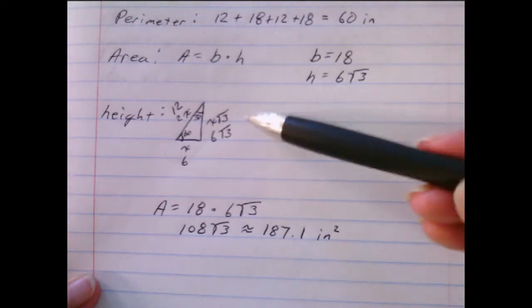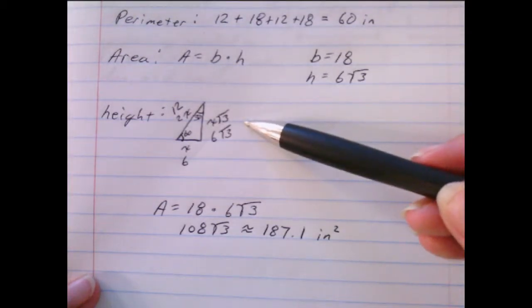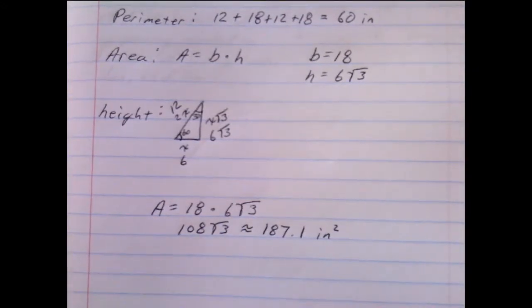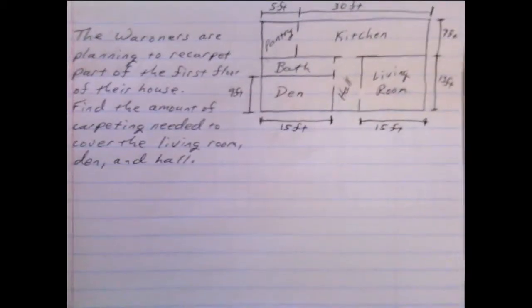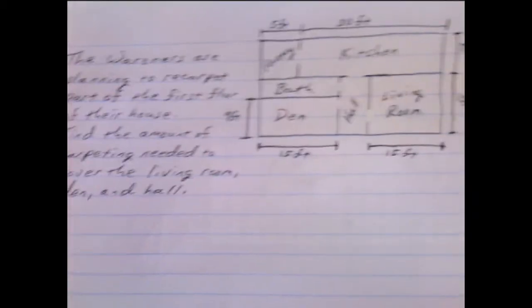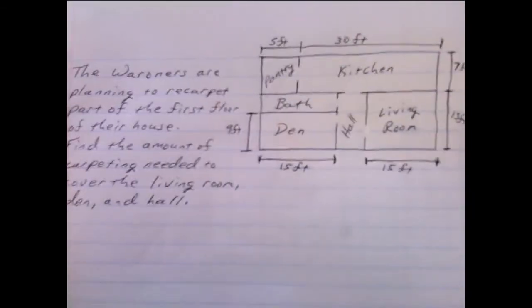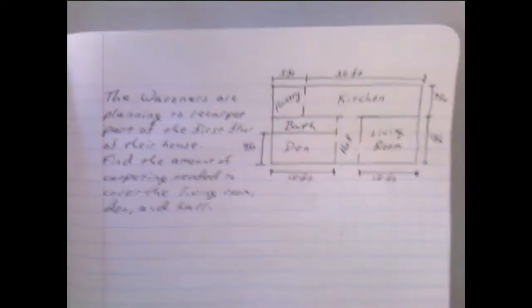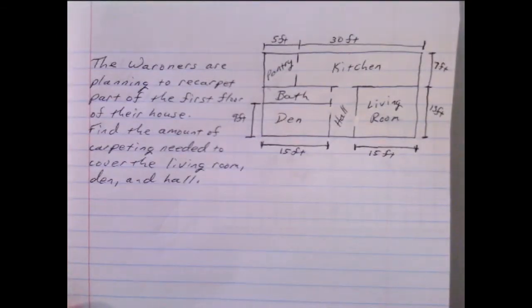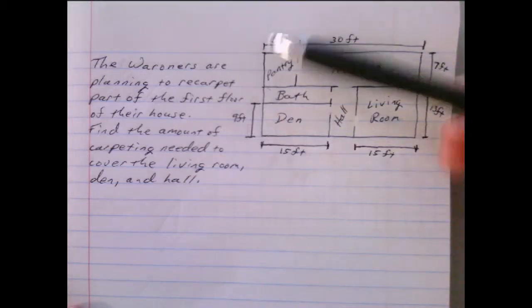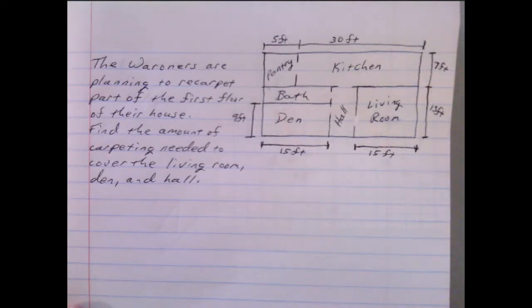Okay, so pulling in some of our 30, 60, 90 stuff that we did before the break, let's look at another example. So here's a real world problem. So we have a floor plan here. Actually, let me pull up just a little bit further so you can see all of that. There we go. So we have a floor plan here, and the Warners are planning to recarpet part of their first floor of their house. So here's the first floor of their house. So they're going to be carpeting part of that.